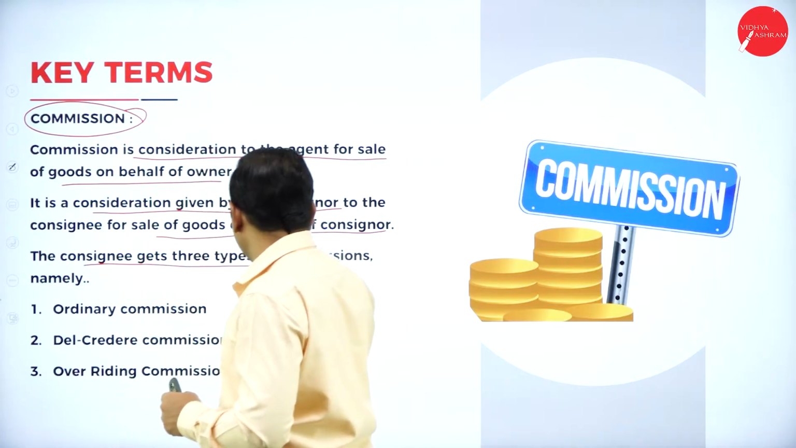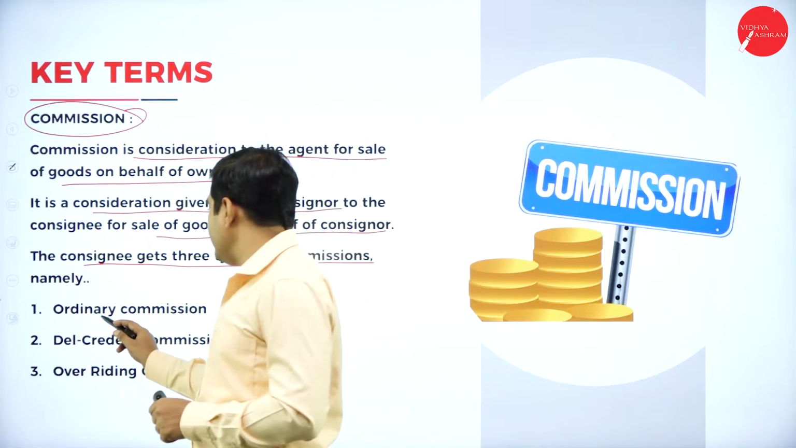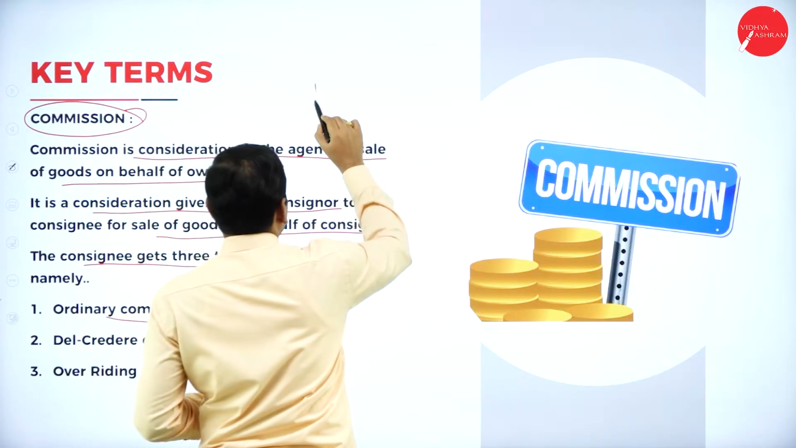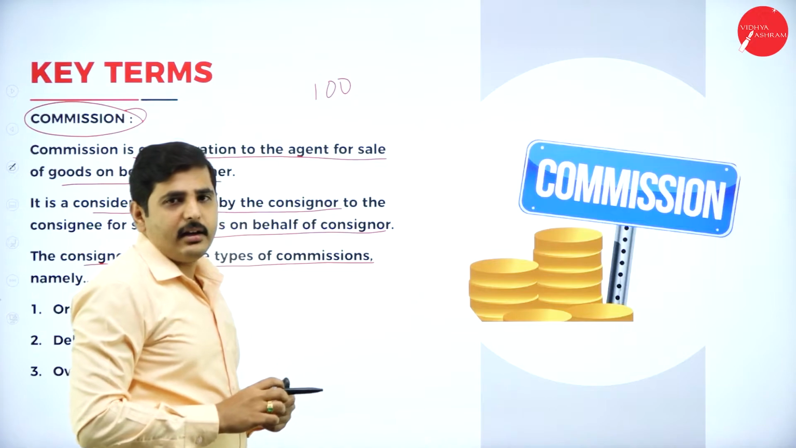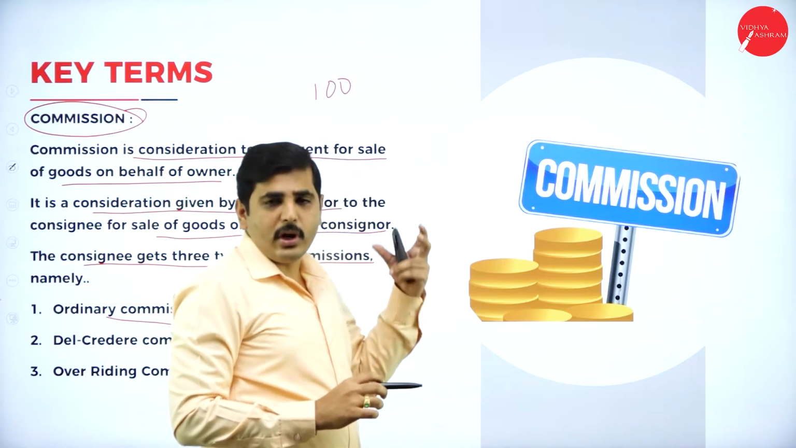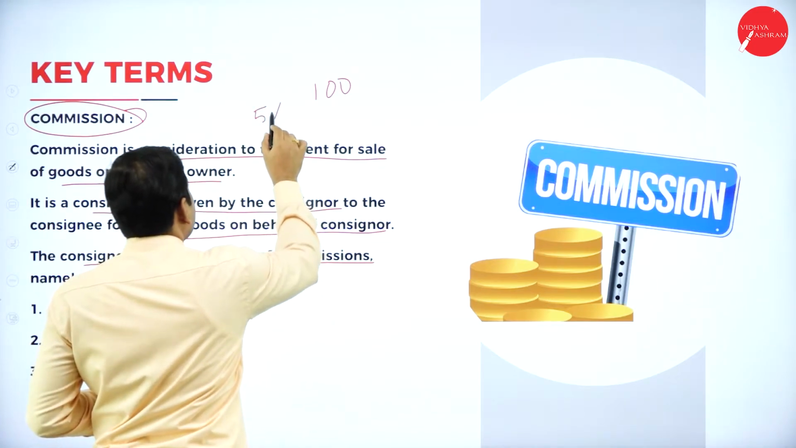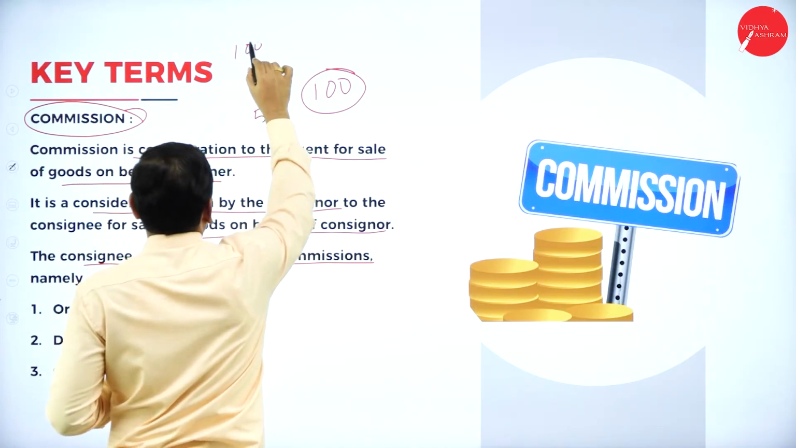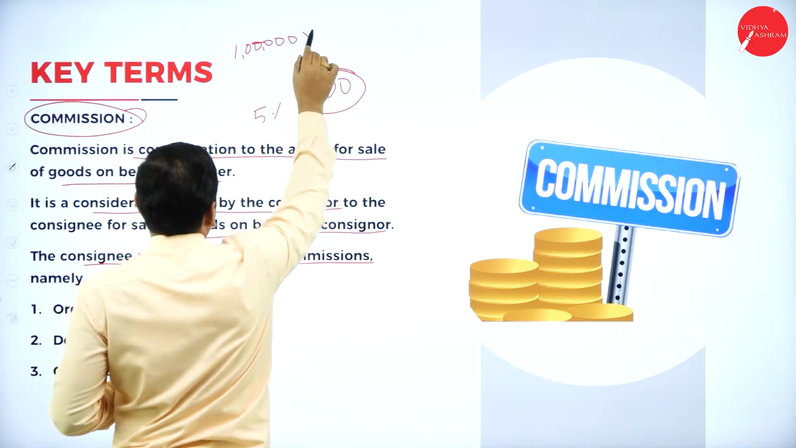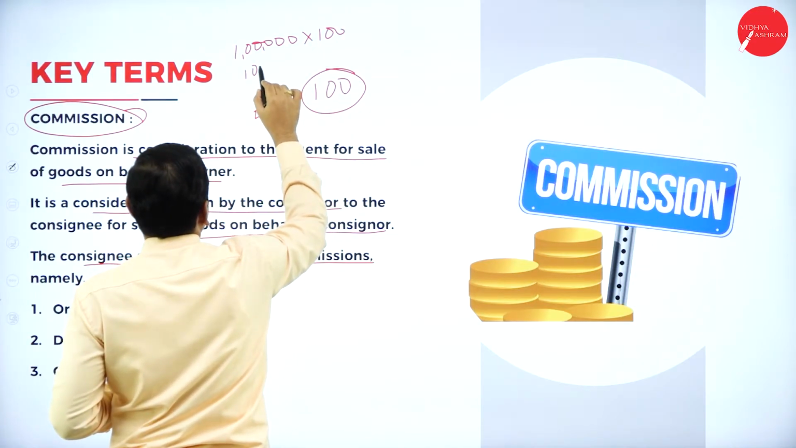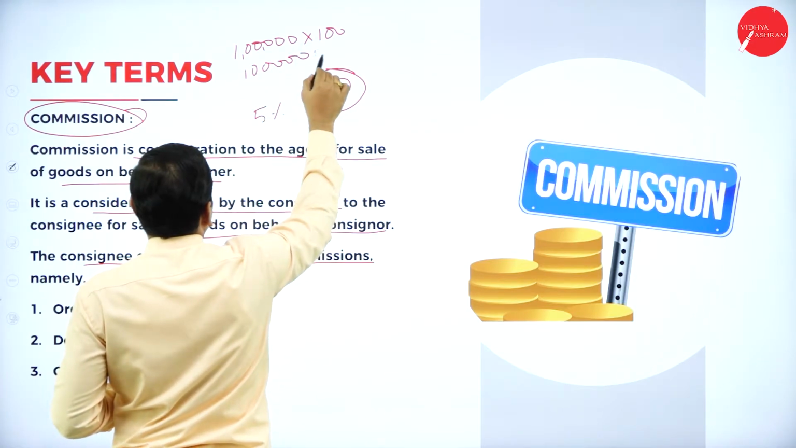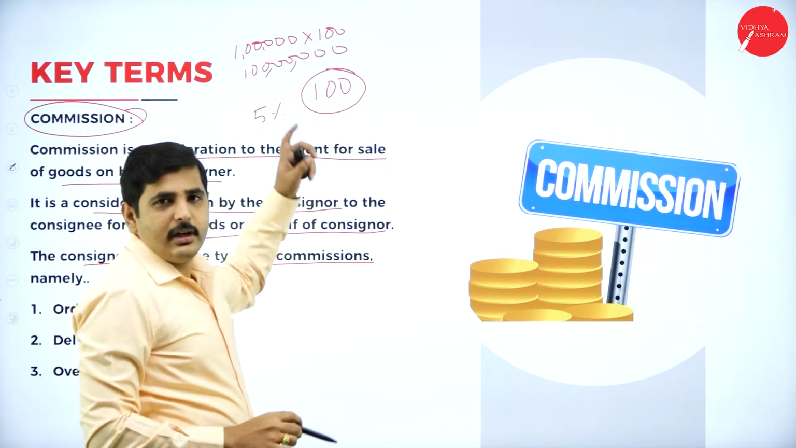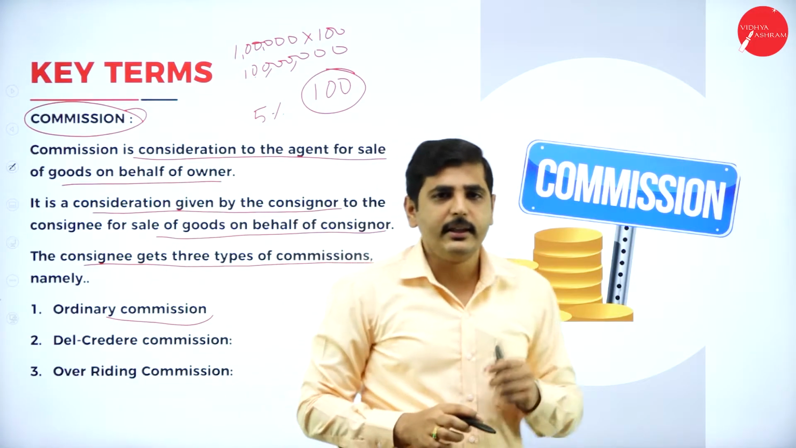The consignee gets 3 types of commission. What are those? First one, ordinary commission. For example, if you sell my goods, for example, I send you 100 cars. So you have to sell 100 cars. So totally you will get 5% commission on 100 cars. For example, every car costs 1 lakh rupees. Every car costs 1 lakh rupees, times 100 cars, how much will we get? So it is 1 crore rupees. For 1 crore rupees, 5% means 5 lakh rupees commission they have to pay.